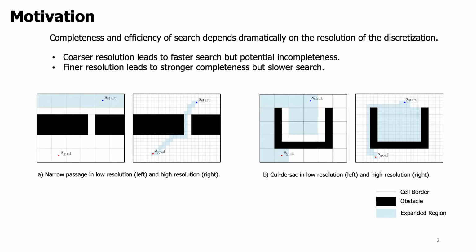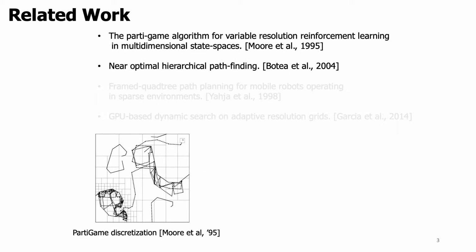So we are wondering, why not use different resolutions at different places of the map? The most related works are methods regarding adaptive resolutions or multiple levels of hierarchies as listed above. One famous algorithm is the Parti-game algorithm, which iteratively divides the near-obstacle region into higher resolution every time it fails to find a solution.